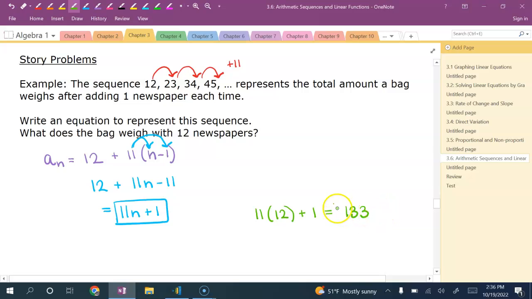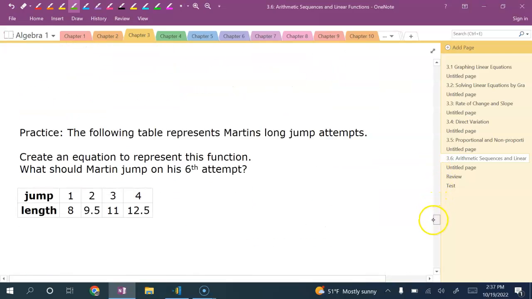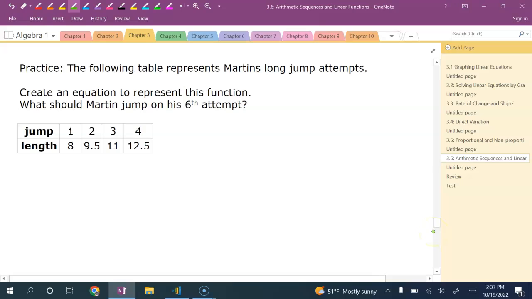And I don't know what the label is, whether that's ounces or some other type of measurement, or pounds. I can't imagine that a newspaper would weigh 11 pounds, but maybe ounces or something like that would be what they're adding on each time. So I don't have a label for this one, so I'm just going to leave it as 133. So I want you guys to go ahead and try this problem.